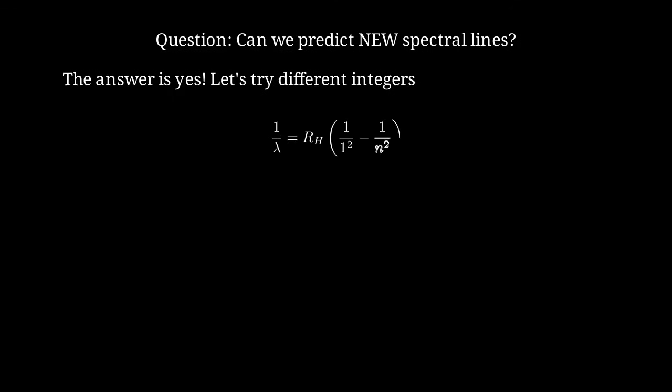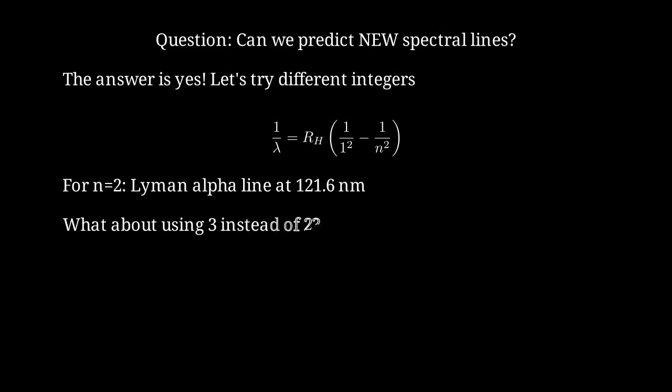1 over lambda equals R sub H times 1 over 1 squared minus 1 over n squared, where n equals 2, 3, 4, and so on. For n equals 2, this predicts a line at 121.6 nanometers. This is in the ultraviolet region, and it was indeed discovered later. This is called the Lyman alpha line.